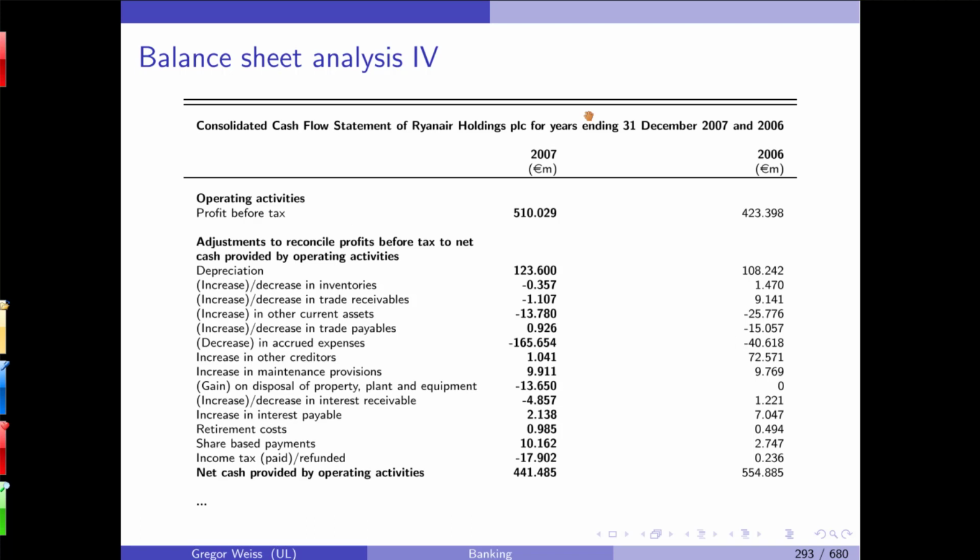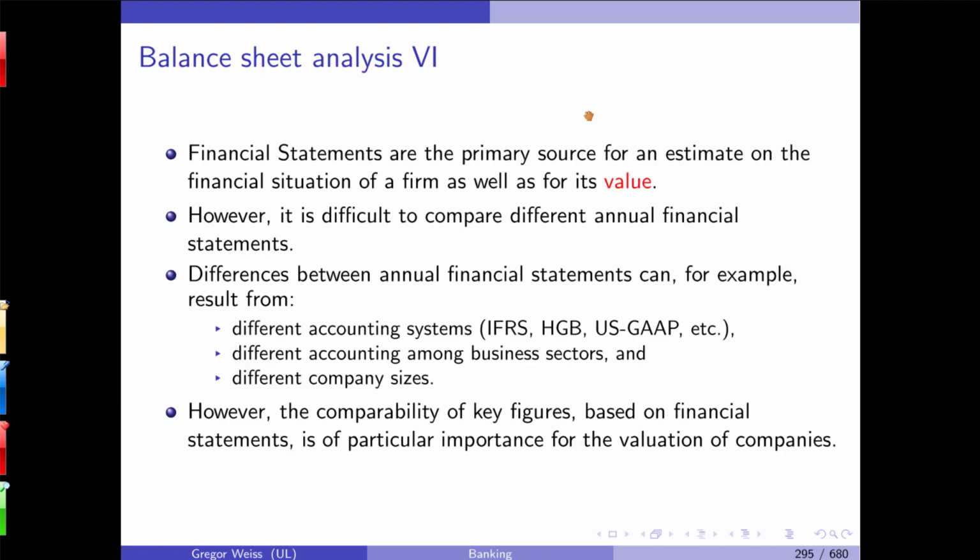This is the consolidated cash flow statement, just a regular annual report for a regular company. And this is the starting point for any company valuation. You take the balance sheet, you take the income statement, you calculate financial ratios, you have a look at the current capital structure.